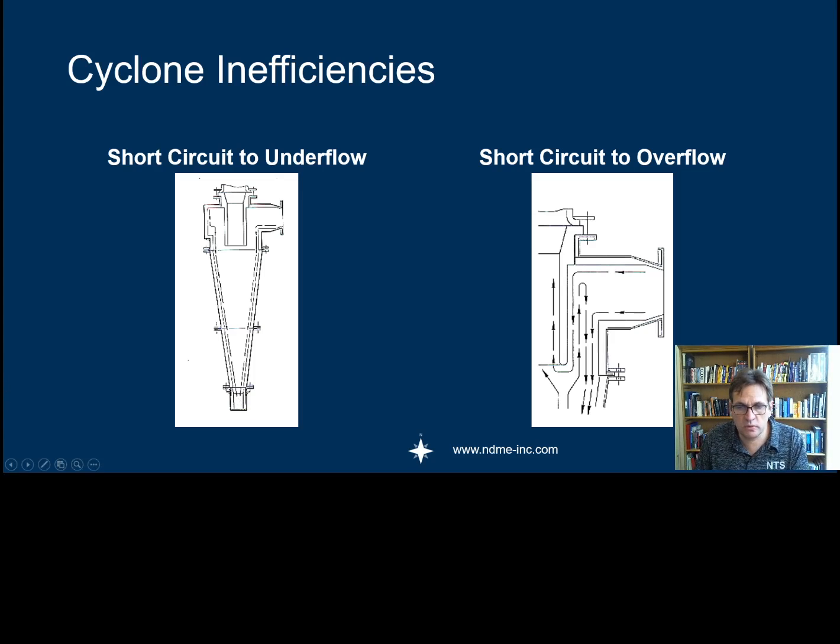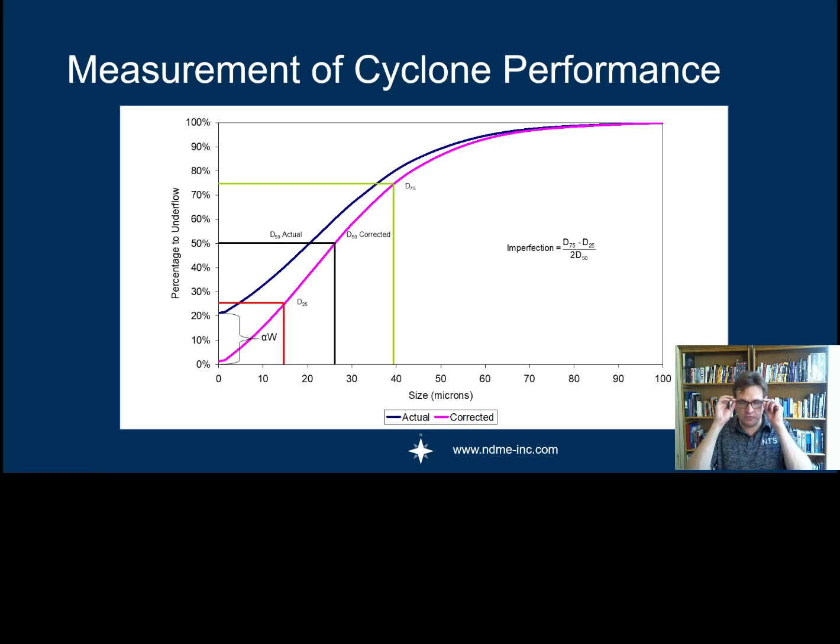Now, the way one measures a cyclone's performance is with a Tromp curve, or a probability distribution curve, or a partition curve. They're all the same thing. Basically, it's a cumulative probability distribution curve.